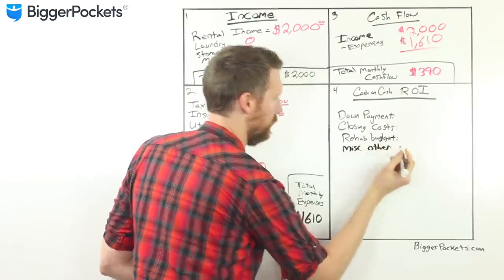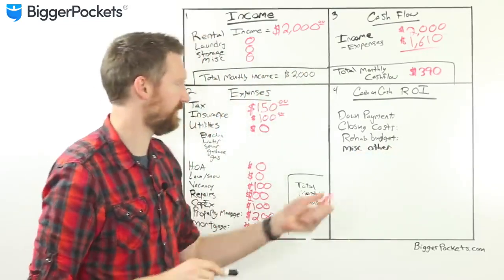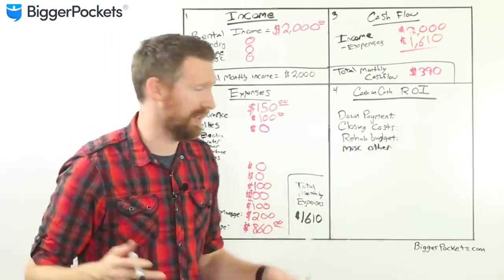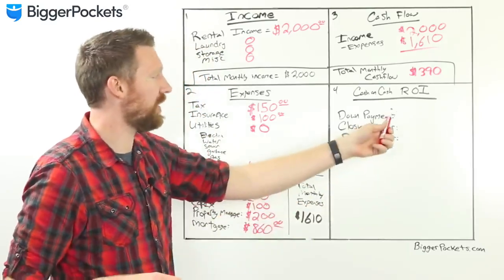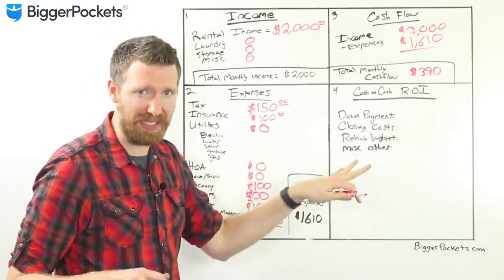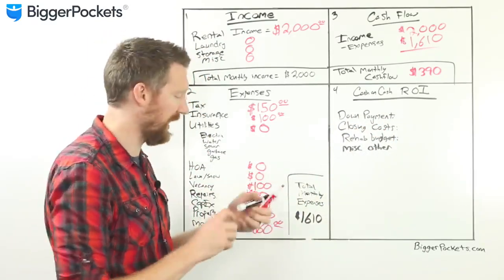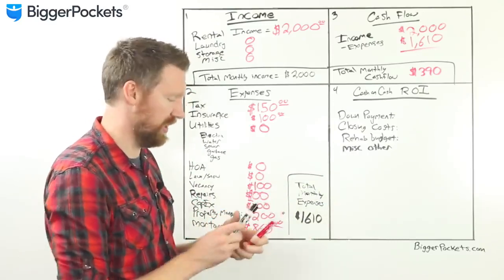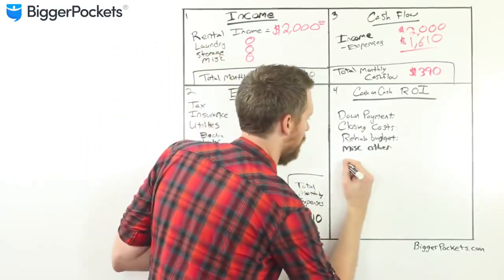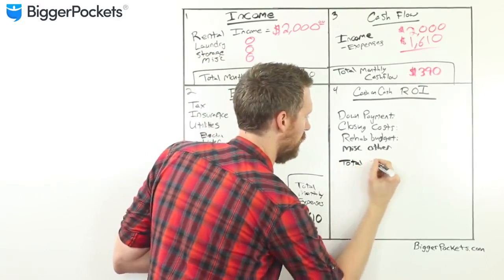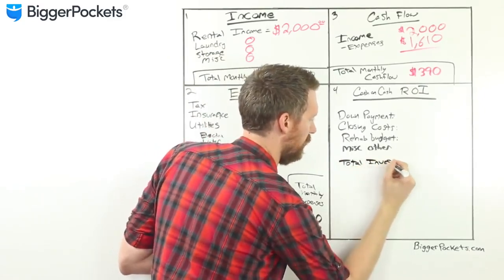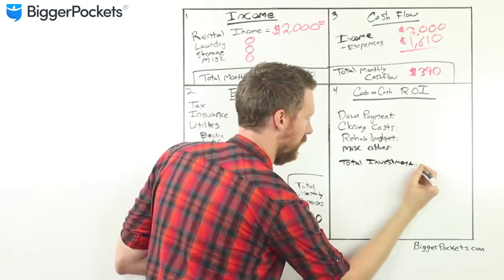Who knows, maybe in the process you want appraisals, whatever, but that's kind of part of closing costs. But either way, when you buy a property, there's a lot of areas you might spend money on to get it. So we're going to add all those up together to get our total investment. All right.